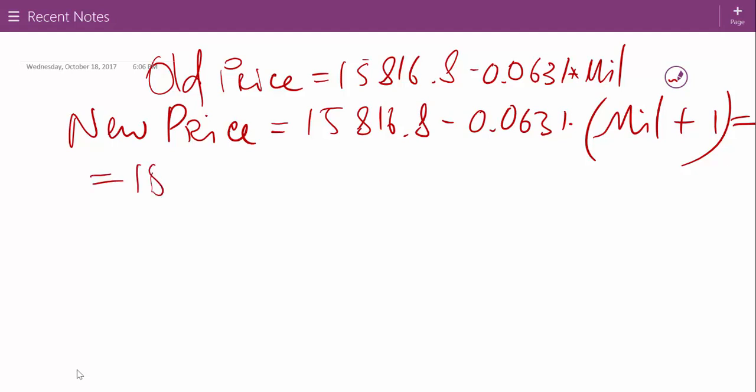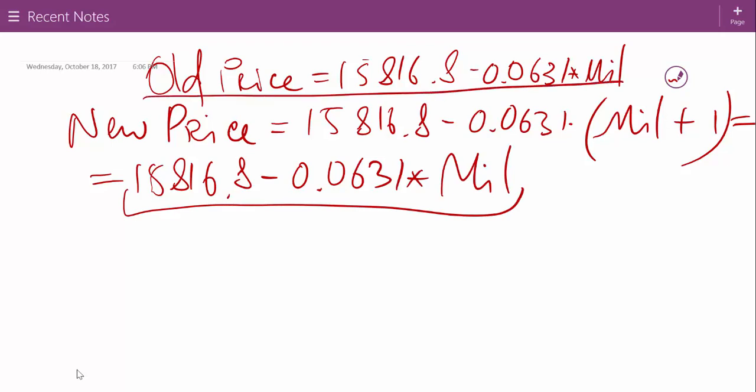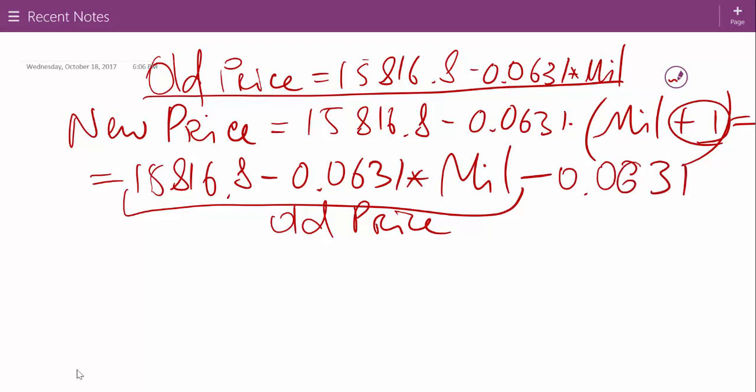So 15816.8 minus 0.0631 times my old mileage, right? And that is my old price, right? That it was before I drove extra miles. So this is my old price, minus this one gives me 0.0631, right? So how do I interpret the slope? I put an extra mile on the car, the value went down by that much, okay?